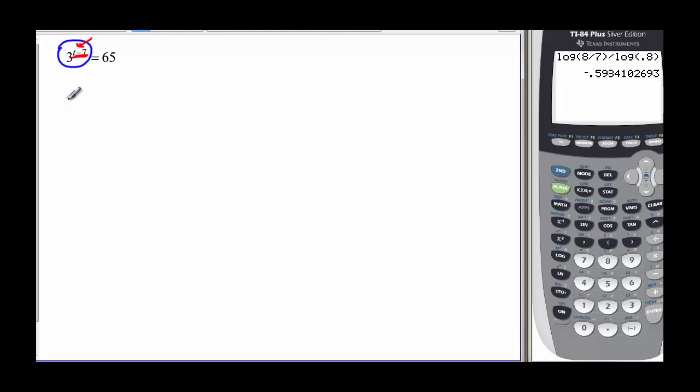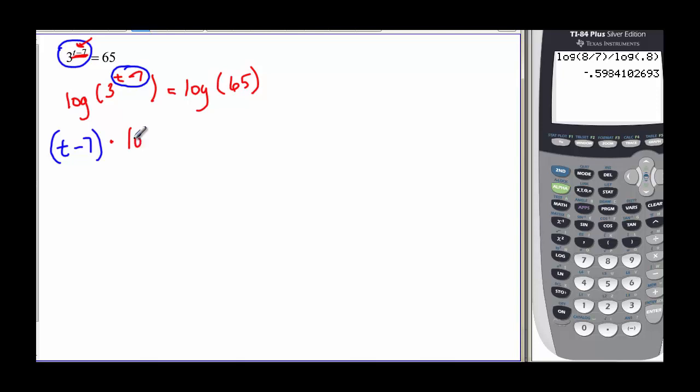So rewriting the problem, t minus 7 is my exponent, so I'm going to write t minus 7, and I'm actually going to put it in parentheses because it's one exponent. It's one piece, so it's in parentheses, groups it together, and then times that log of 3 equal to that log of 65. There's nothing to do over here. It's just a log of a number. Divide by the log of 3 so we can get the exponent by itself.